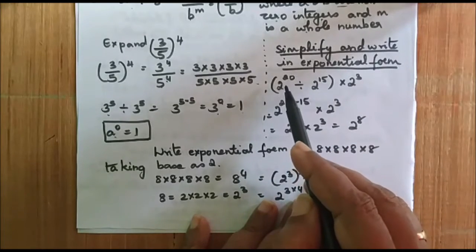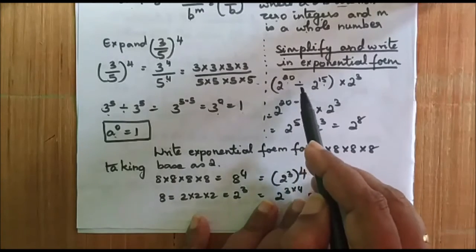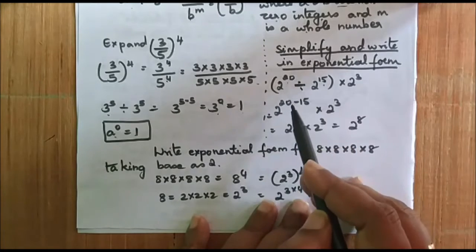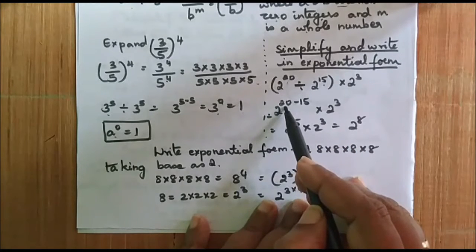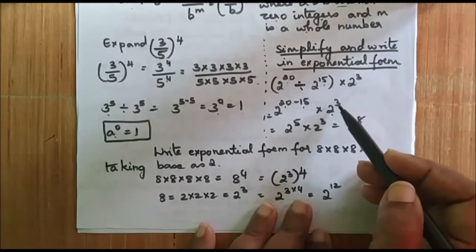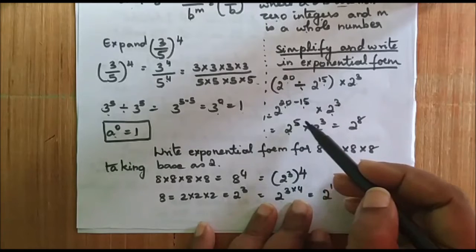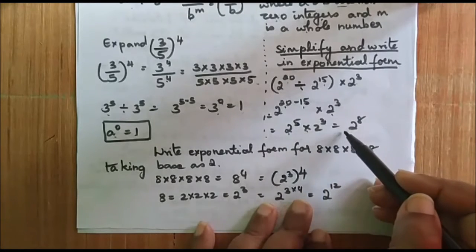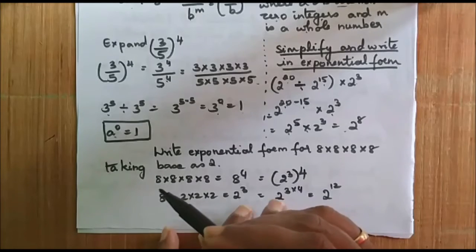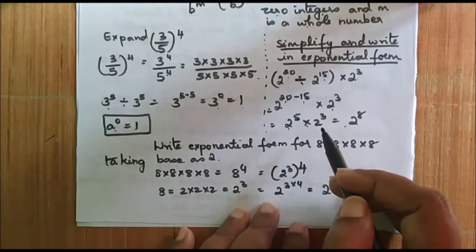Now, simplify and write in the exponential form. We are given 2 to the power 20 divided by 2 to the power 15. Since there is a division symbol, the powers can be subtracted. So it is 2 to the power 20 minus 15. Similarly, I will bring this down here, 2 to the power 3. So when I subtract this, it is 2 to the power 5 into 2 to the power 3, which is equal to 2 to the power 8. So using the laws of exponents, we are able to solve this problem.